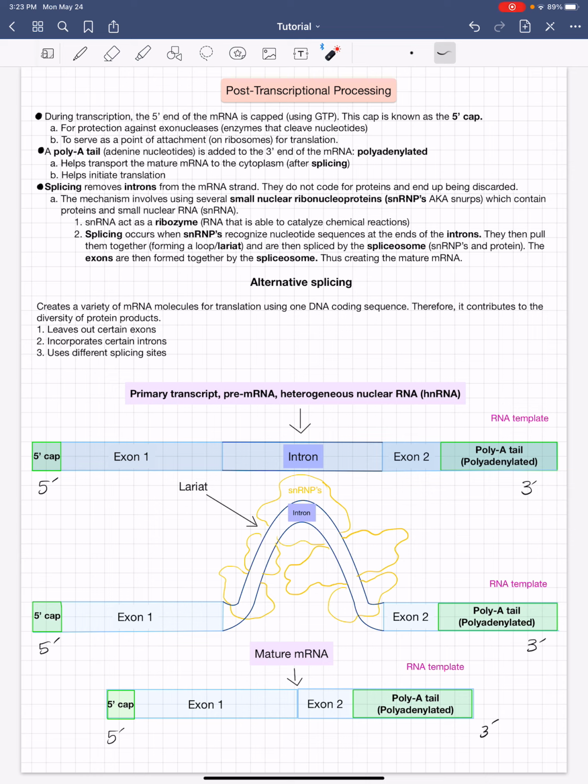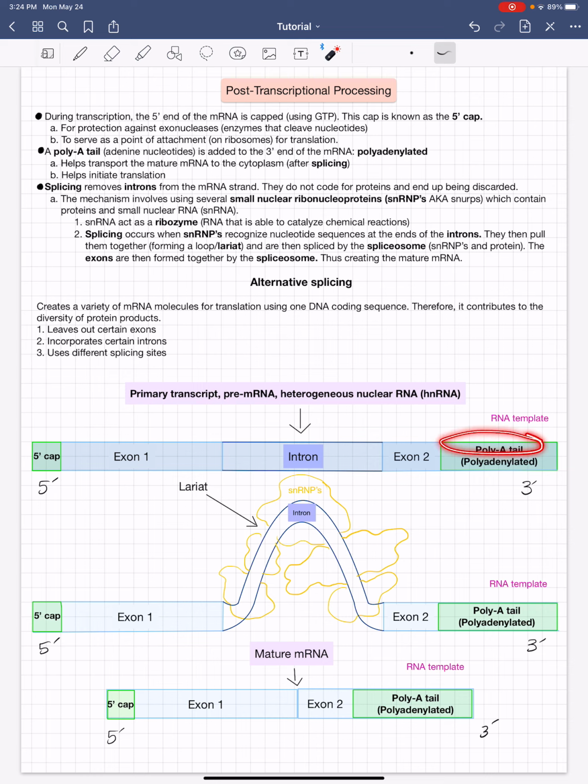An mRNA that has not undergone post-transcriptional processing is known as a primary transcript, pre-mRNA, or heterogeneous nuclear RNA, also known as hnRNA. During transcription, the 5' end of the mRNA is capped using GTP. This cap is known as the 5' cap. This serves two purposes. One, protection against exonucleases, which are enzymes that cleave nucleotides, and two, to serve as a point of attachment on ribosomes for translation.